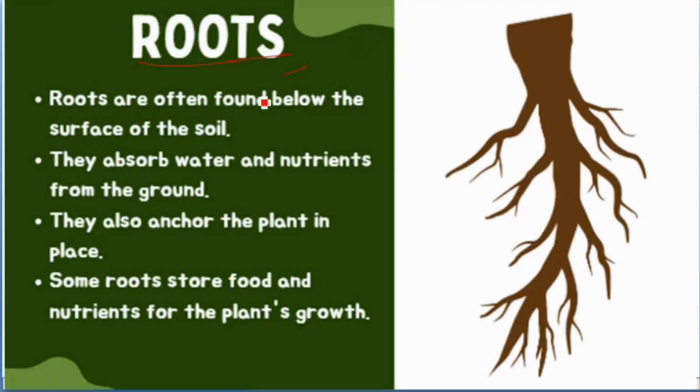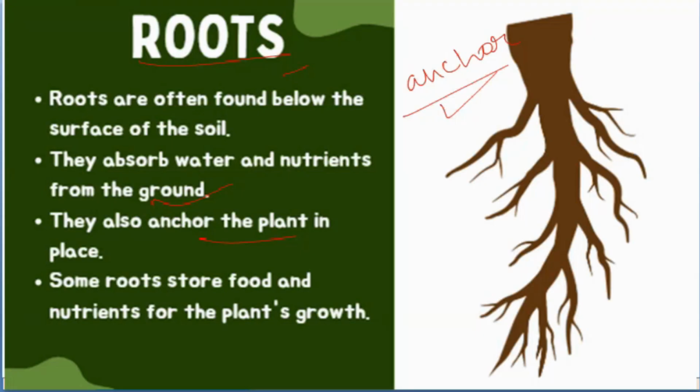What are roots and what do they do for the plants? Roots are often found under the surface of the soil because they are underground, and roots absorb water and minerals from the ground. These water, nutrients and minerals are used in photosynthesis by which the plants make their own food. And also roots are the anchor of the plants because they hold the plants in the soil firmly so that they do not fall easily.